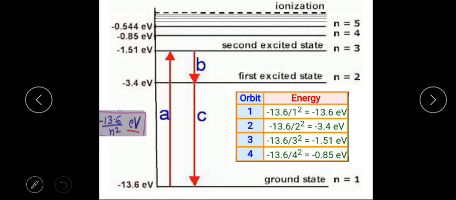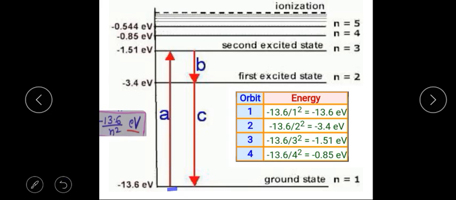So initially in the n is equal to 1 state, for example, it goes to the n is equal to 3 state by absorbing energy. After a short interval of time, it returns to the ground state. During that time, the absorbed energy is emitted in the form of electromagnetic radiations, right? So it is emitted in the form of electromagnetic radiation. So this is the second point, where we are discussing the excited state, right?